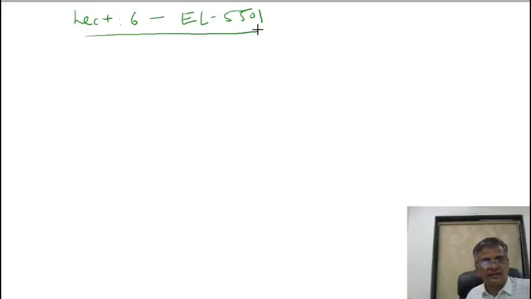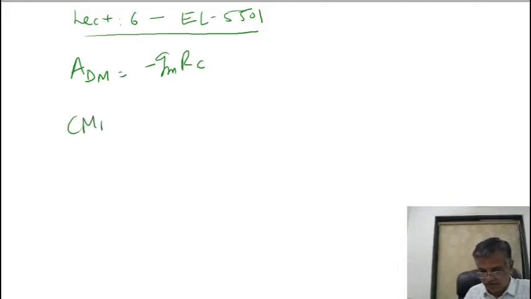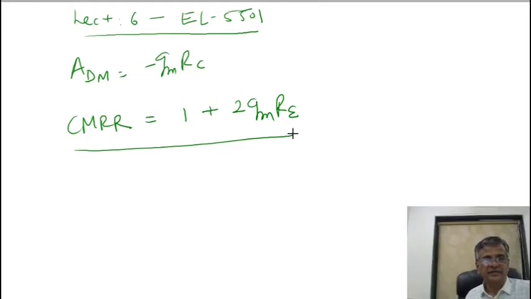We have seen these two equations. Differential gain is nothing but minus GM into RC, and we derived the equation for the common mode rejection ratio of the differential amplifier. Today we will see the numericals based on these two equations, and two important numericals we will discuss.